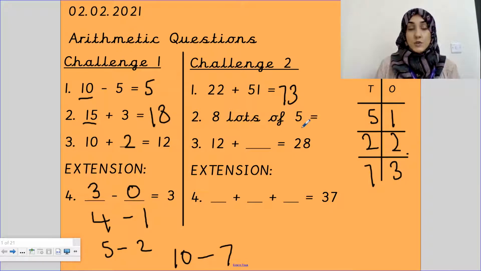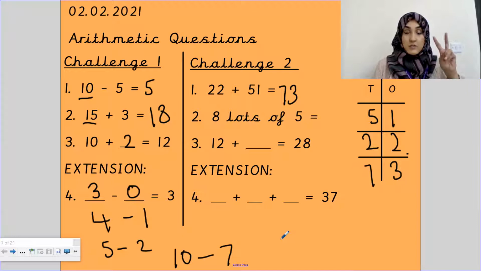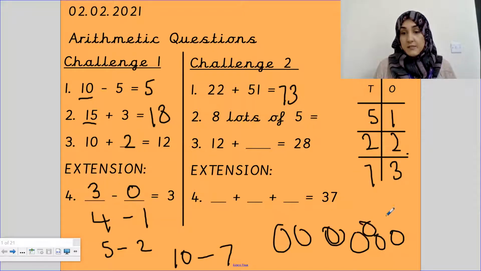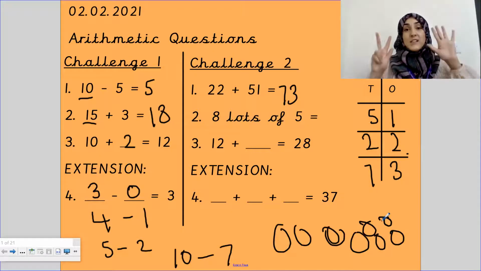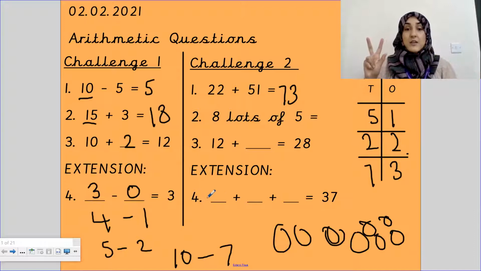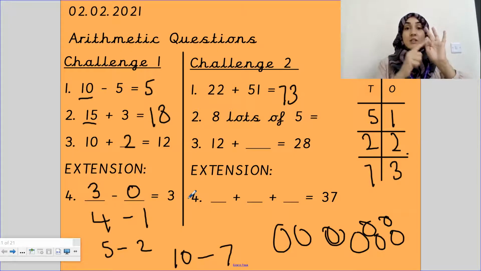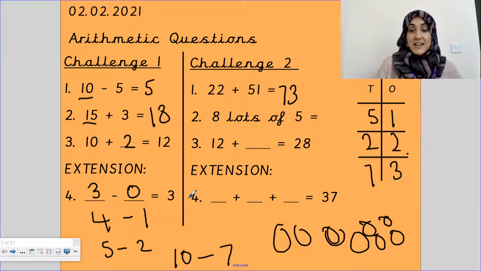Next, I have 8 lots of 5. Now remember, there are 2 ways to do this. I could either draw 8 lots, or I could just hold up 8 fingers and count on my 5s, because I know that it's lots of 5. So 5, 10, 15, 20, 25, 30, 35, 40. Fantastic. So 8 lots of 5 equals 40.